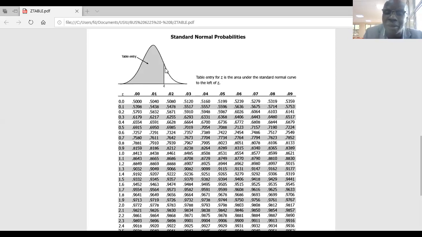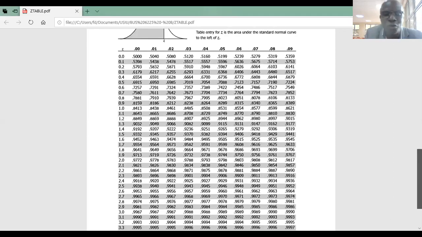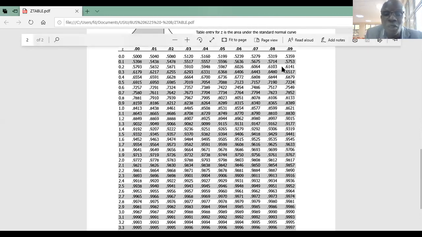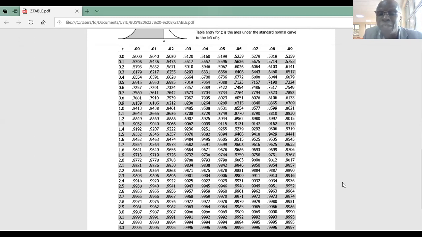What is the area? 0.9. Because this is 0.1, everything on this side must be 0.9. So I go to my table and look for 0.9 in the body of the table. Which value of Z corresponds to 0.9 area in this body? Give me an approximate value, the one closest to 0.9.